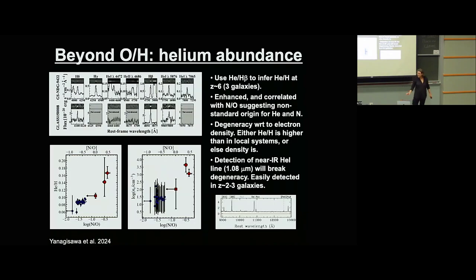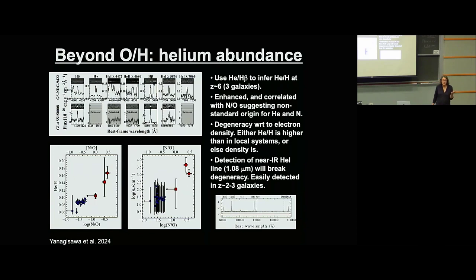Something else that I'm really excited about is helium. It turns out that the helium lines are everywhere in everyone's spectra. Previously, I think there was one paper by Kate Whitaker in 2014 that had one helium line, but now you can routinely detect helium lines. There was a really nice paper by Yanagisawa et al. looking at the helium abundance in redshift 6 galaxies.